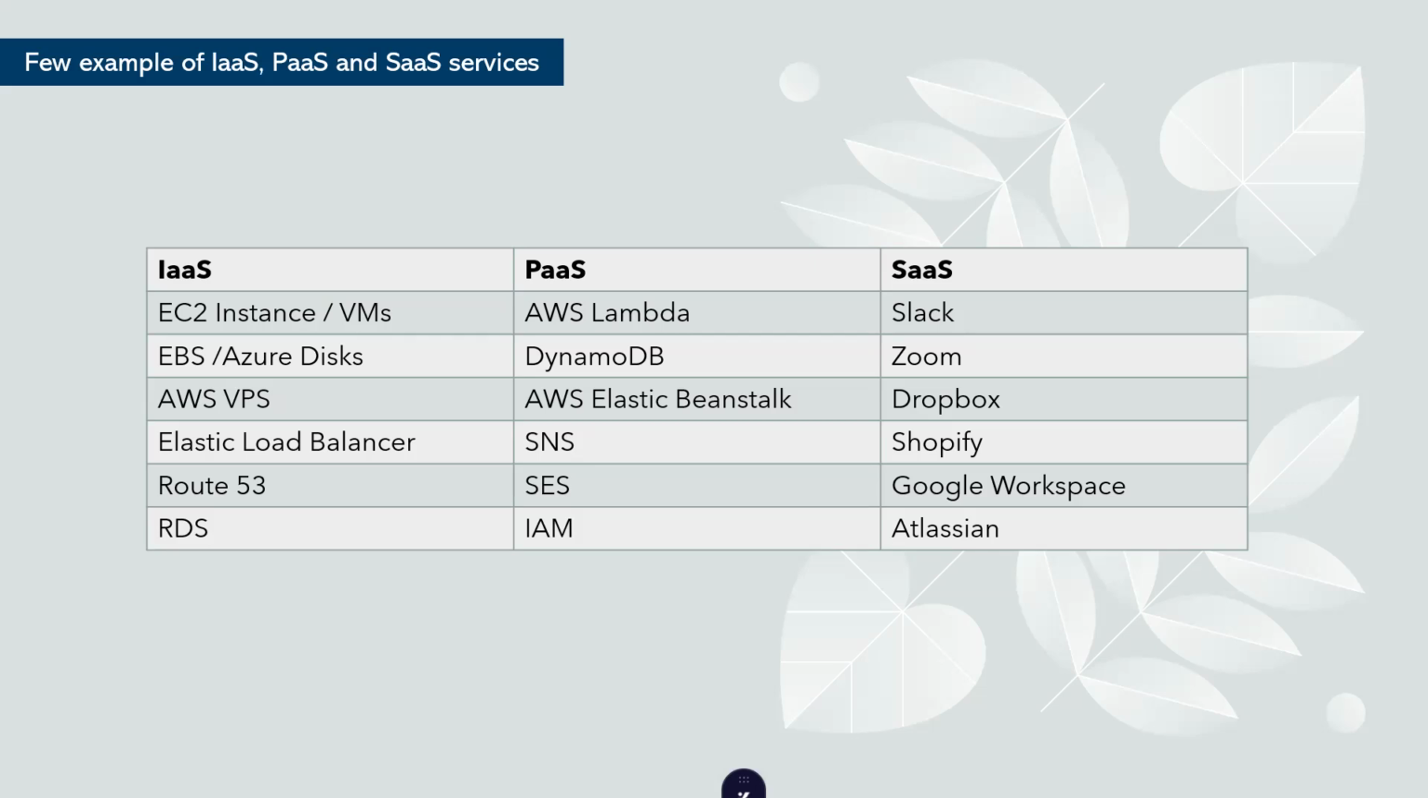That is AWS Lambda. Another is DynamoDB. That is the NoSQL database from AWS, and it also comes again in the Platform as a Service category.